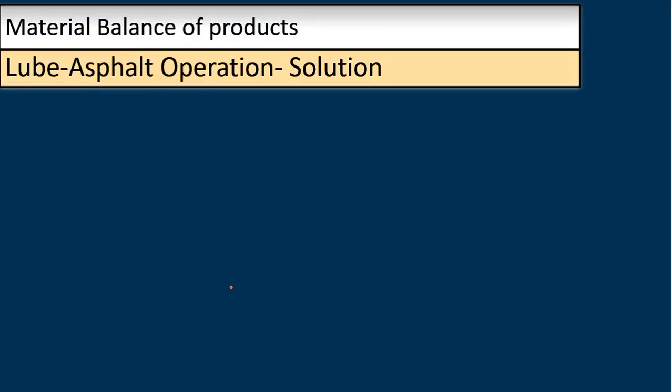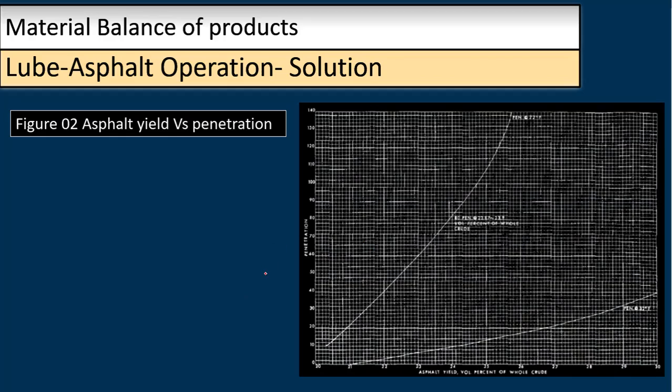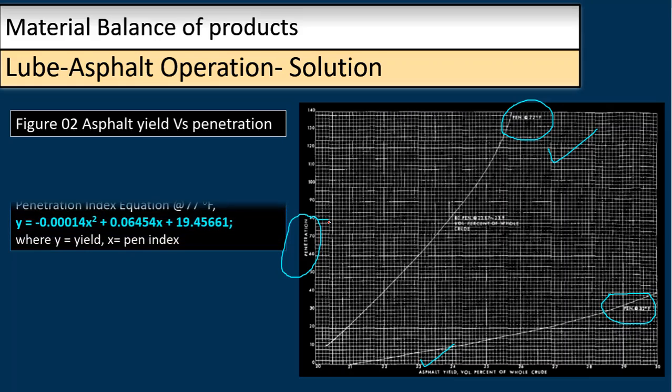For example, in our given case, we can use this graph. This is a graph for 77 degrees Fahrenheit, and this is a graph for 32 degrees Fahrenheit. We have to use the graph of 77 degrees Fahrenheit because the given condition is at 77. This is the penetration index. This is given. We have to find out the asphalt yield on the whole crude basis in percentage. So on the x-axis we have to find the value with the help of the y-axis. Very easy. We can find it, or we can use this equation.